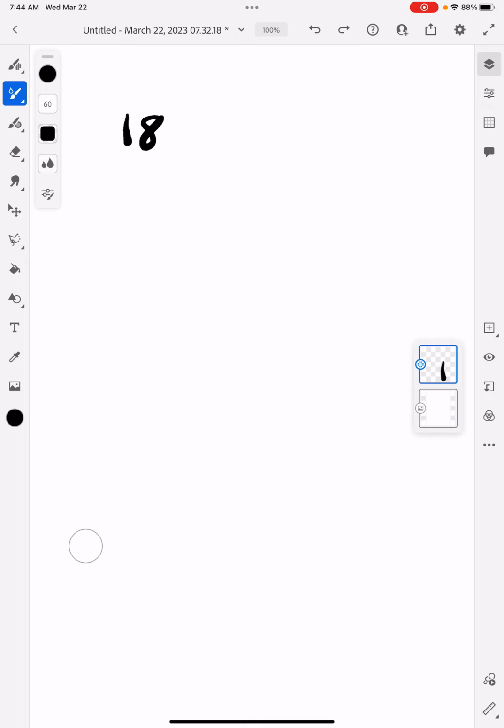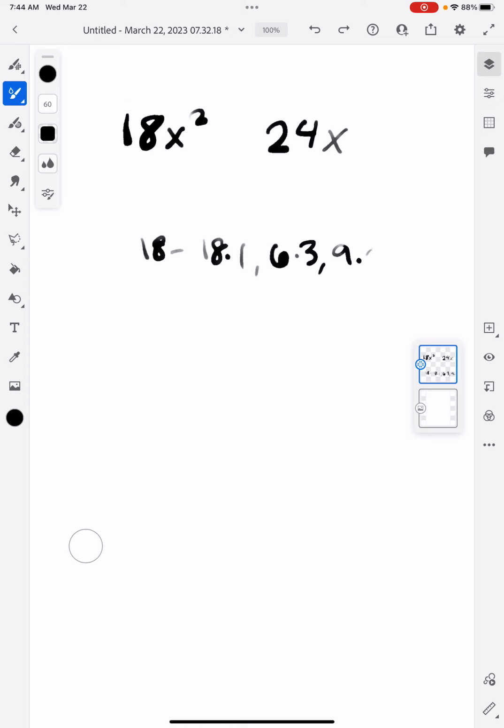Let's say that I have 18x squared and I have 24x. So what I have to figure out first is what is the largest number that I can divide 18 and 24 by. So I can actually do a little tree here. 18 is 18 times 1. It is 6 times 3. And it's 9 times 2.